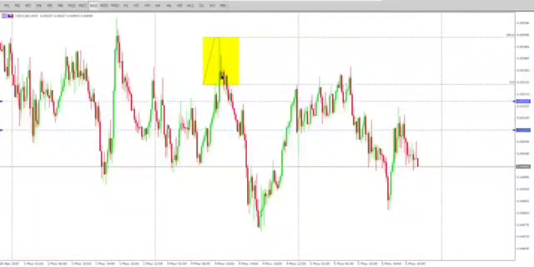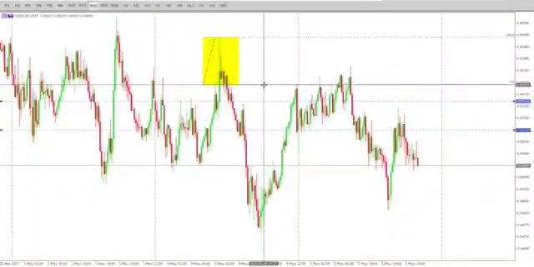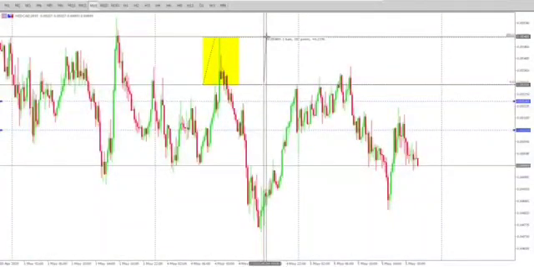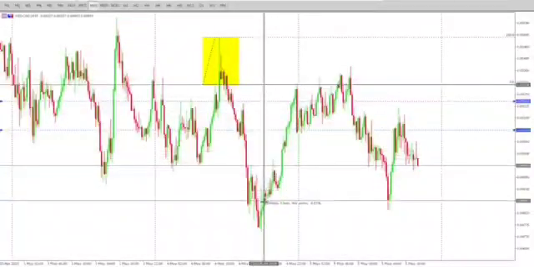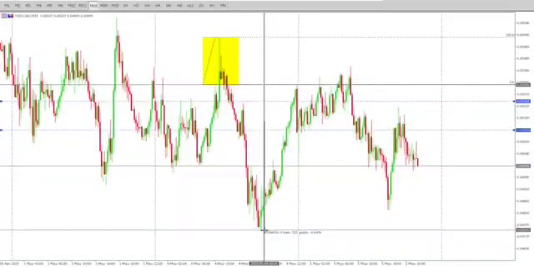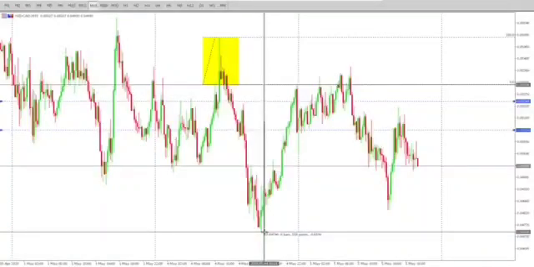How much time did price spend at the level? 1, 2, 3, 4, breakout. 2. How far away did it move away from the level? This is 18. 18 times 3, about 50 something. Okay, there you go. It moved away more than 3 times.